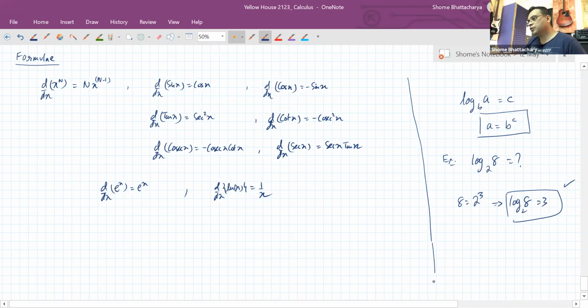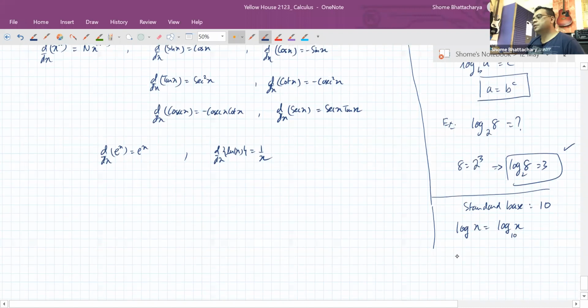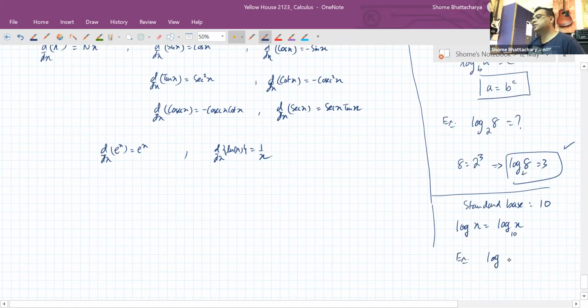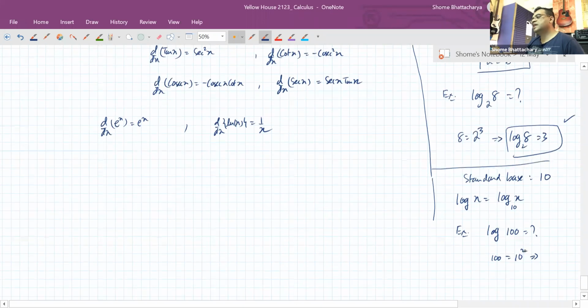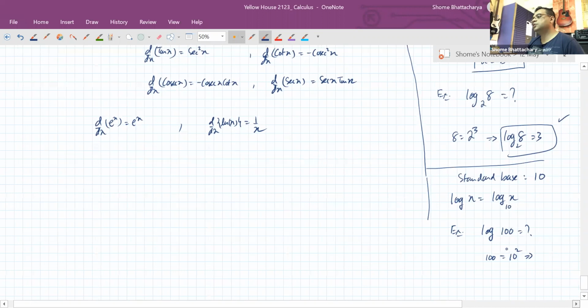Yes, sir. Now, the standard base that we use in maths is 10 because of our decimal system. So when we generally use the term log, without giving any specific base, it means log x to the base 10. For example, what is log of 100? We know that 100 is 10 to the power 2. So this implies that the standard base log of 100 should be equal to 2.